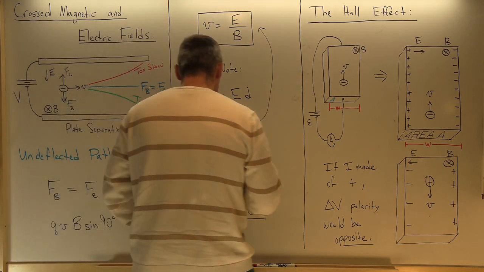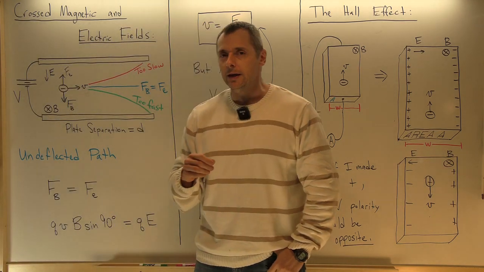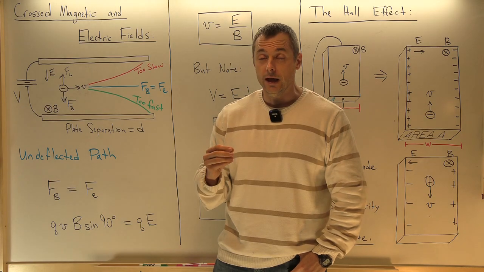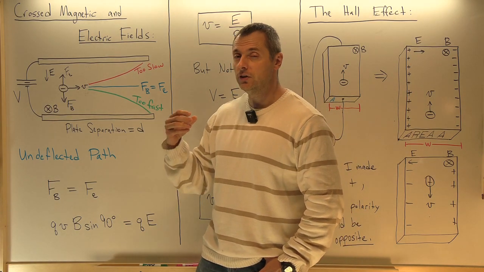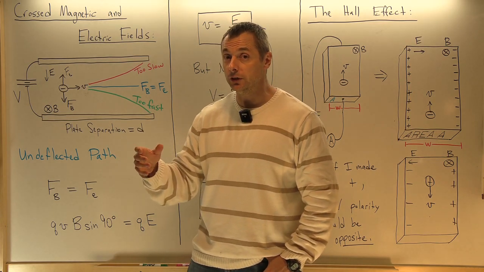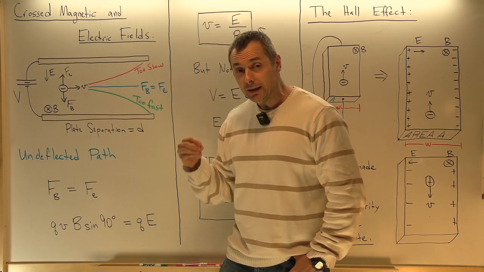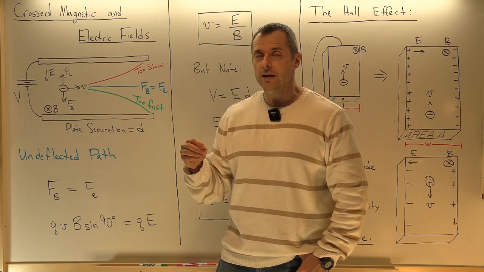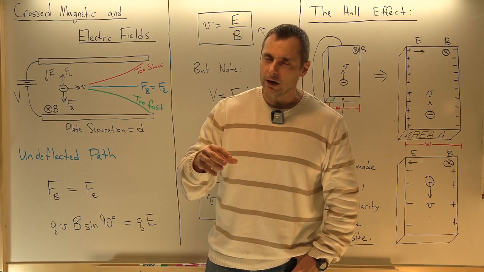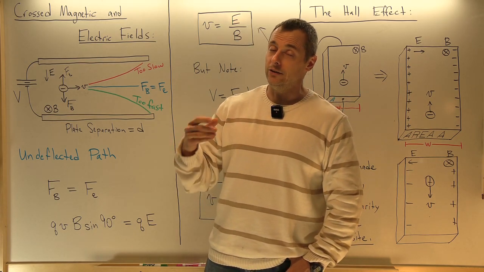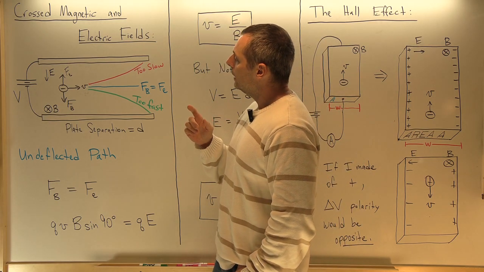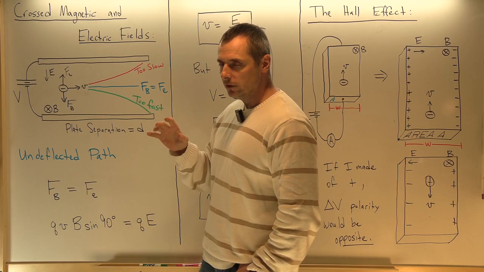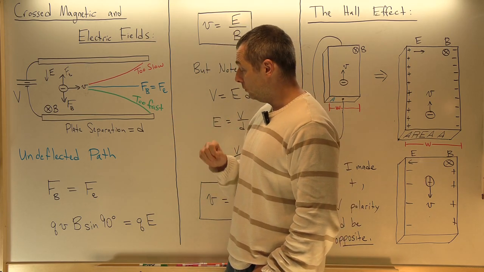Now, the electric force is a constant, and it does not change with the velocity. All it is is qE, charge times electric field. But the magnetic force depends on the velocity. The faster I go, the more the magnetic force is. The slower I go, the less, from qvB sine theta. So if something is going relatively slow compared to some, well, I'll talk about it later.